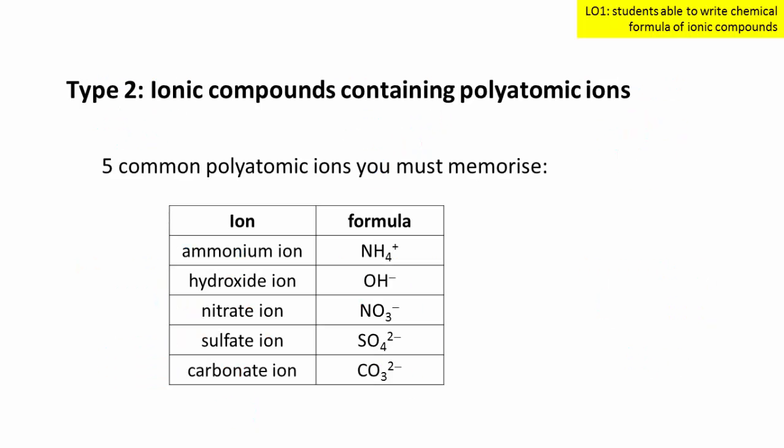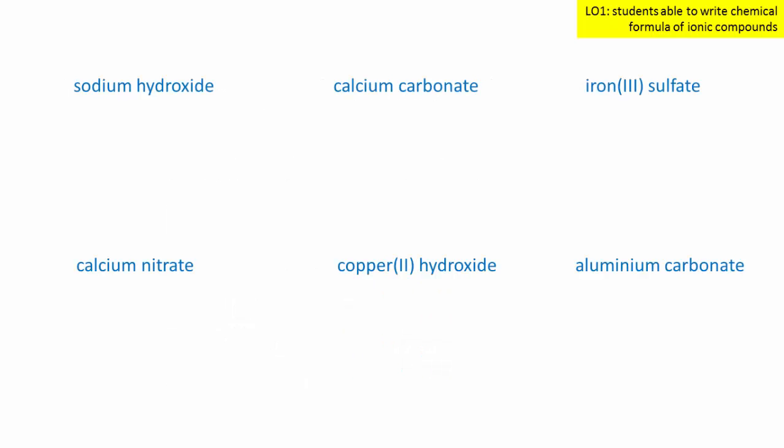Next we come to the polyatomic ions. It may look a bit more complicated, but it is quite easy. Most importantly, you must memorize the formula of these polyatomic ions. For example, ammonium NH4 plus, hydroxide OH minus, nitrate NO3 minus, sulfate SO4 2 minus, and carbonate CO3 2 minus. You must remember them. And these are polyatomic because there's more than one atom inside the formula.